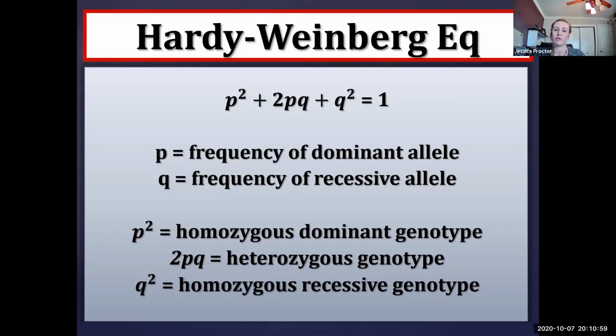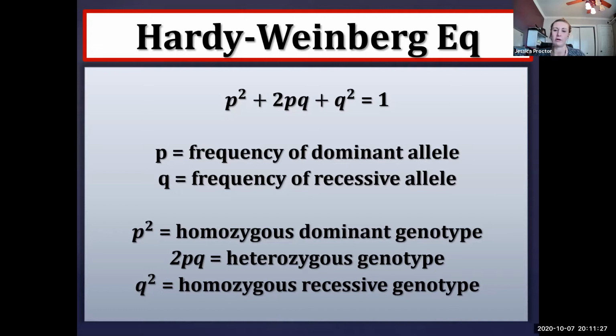And then the p squared portion of the equation is representing the homozygous dominant genotype, so those that are capital R in this example. The 2pq, the middle part of our equation, is representing the heterozygous genotype, so those individuals that are 1 capital R, 1 lowercase r. And then the q squared is going to represent the homozygous recessive individuals in the population.